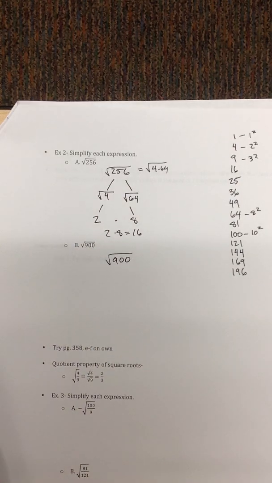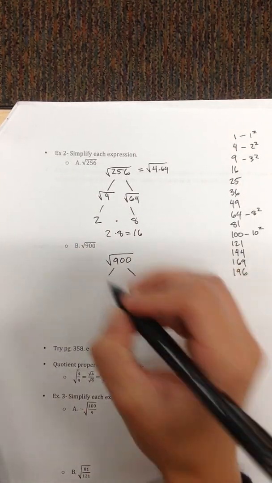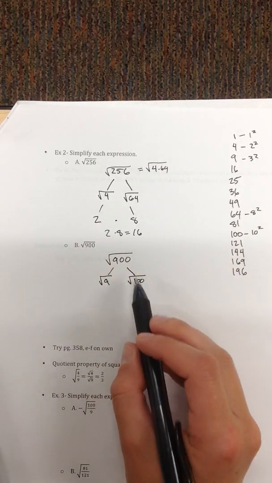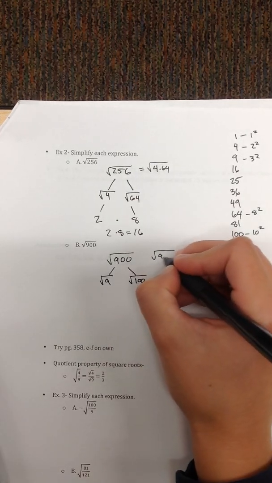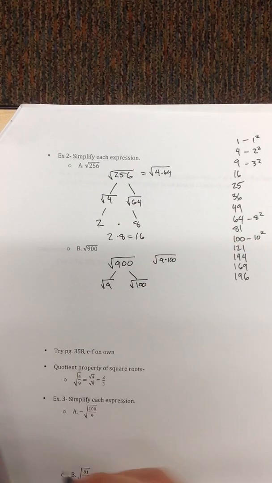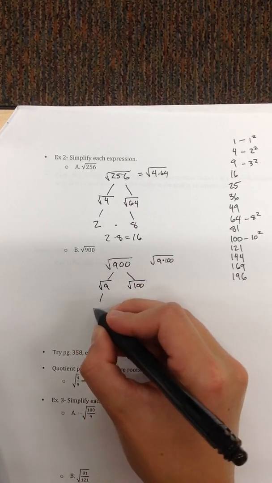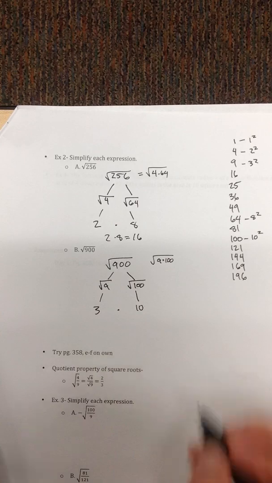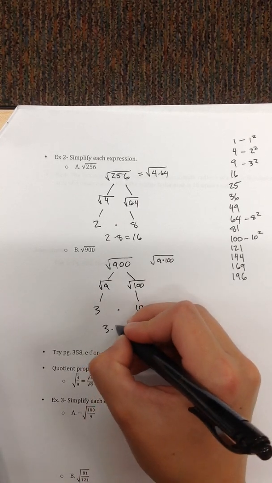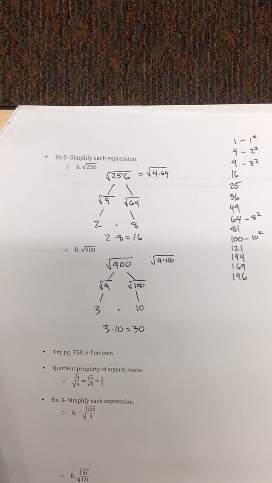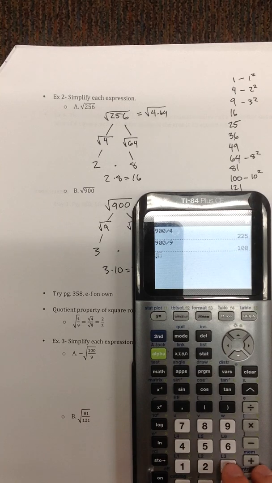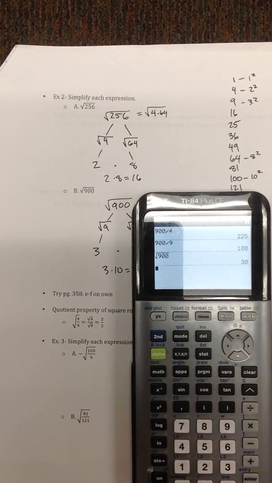So what I would do here is take square root of 900 and break it into square root of 9 times the square root of 100, because 9 times 100 gives me 900, and you could write it out that way too. Then we can break it into what the square root of 9 actually is, which is 3. Square root of 100 is 10. Then I take those two numbers and multiply them. So 3 times 10 gives me 30. Okay, and if I did the square root of 900 on my calculator, so second square root 900, I would get 30.